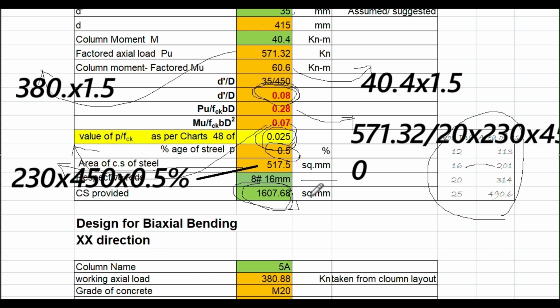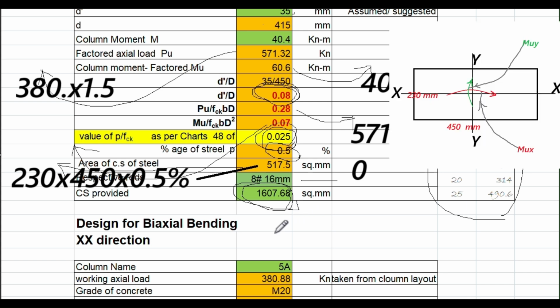Now we have decided on a column of 230 mm width and 450 mm depth, with 8 numbers of 16 mm diameter rods as the main rod for the column. We are assuming this. Now only we are going to the biaxial bending design. The column name, working axial load, we have already assumed. These things are already assumed for the same column.